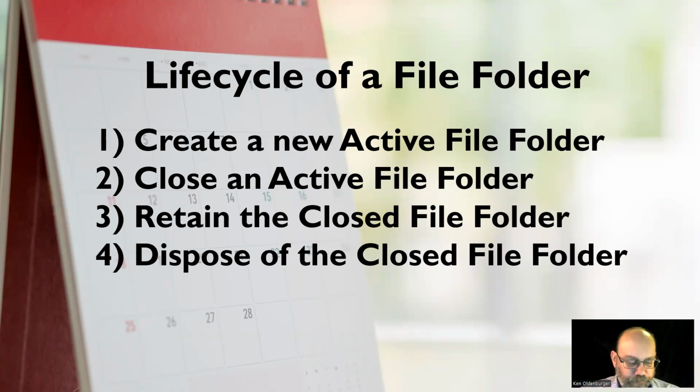Okay, so we'll take a look at a couple of examples, but I wanted to first run through the life cycle of a file folder. The first step, of course, is you create a new active file folder. And in order to do that, you have to classify it. And when you classify it, you put the classification code on it. Bingo, you have a new file folder. The next step in its life cycle is to close an active file folder. Then you retain that closed file folder for a certain period of time. And finally, at the end of its life cycle, you dispose of the closed file folder.